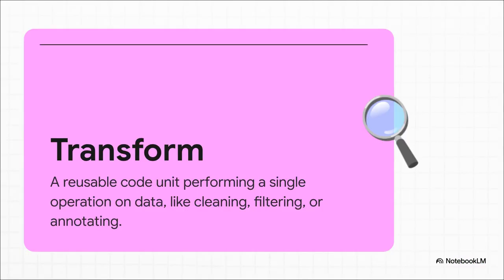So, what exactly is a transform? The best way to think about it is like a single specialized station on a factory assembly line for your data, right? It's this self-contained, totally reusable piece of code that does one specific job and does it well. Maybe its job is to clean up text or filter out certain rows, or maybe it adds some new bit of info. Each one is focused, and because of that, it's really, really powerful.